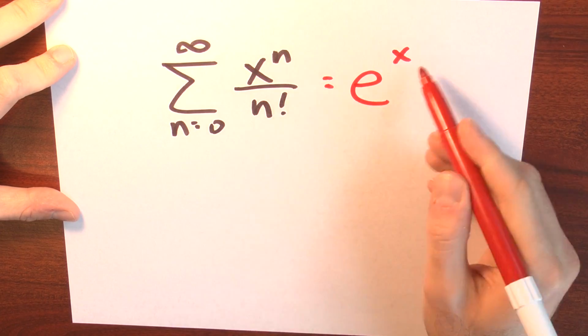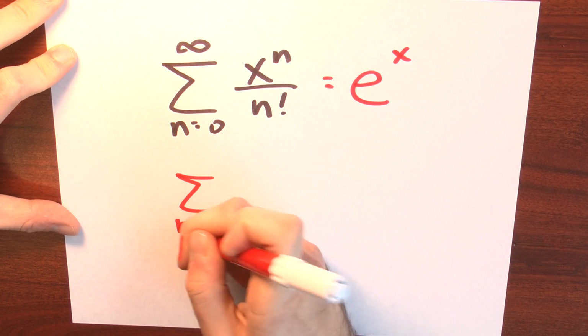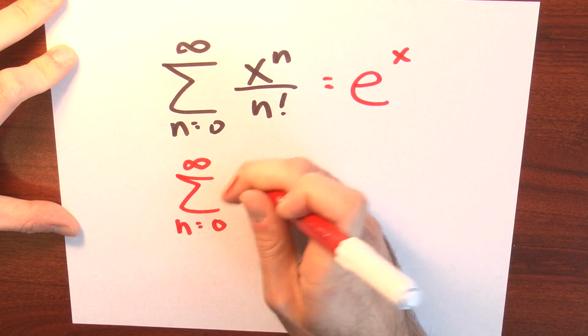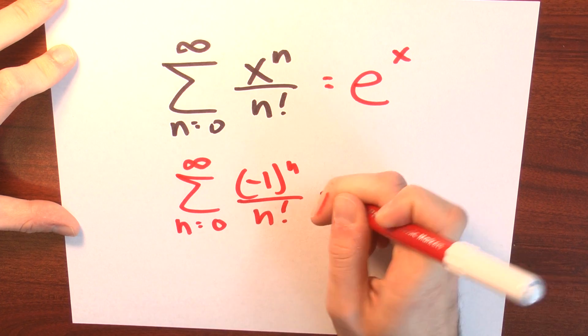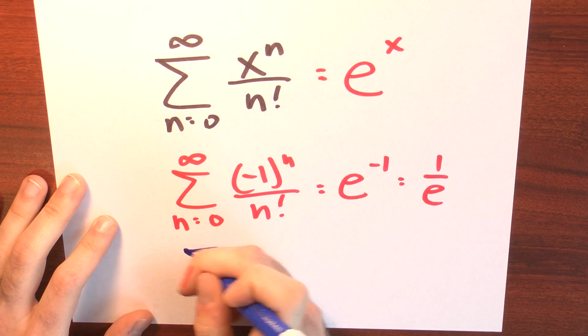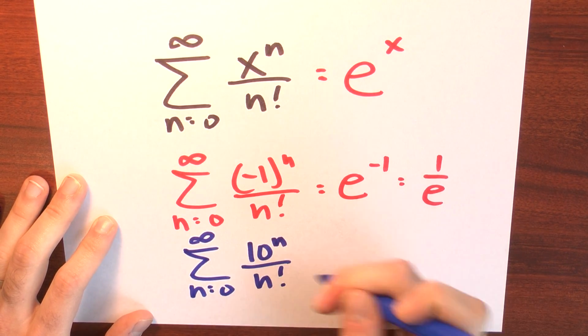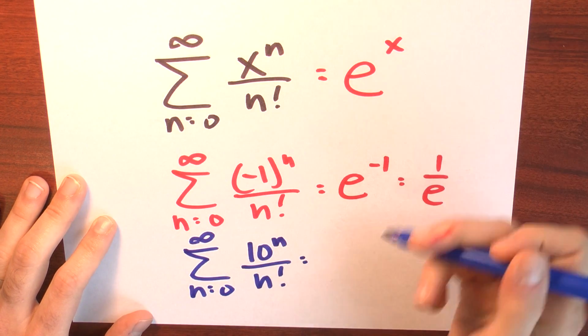Meaning that if you plug in specific values for x, say x equals -1, you'd get that the sum n goes from 0 to infinity of minus 1 to the n over n factorial is equal to e to the -1. It's equal to 1 over e. And by plugging in different specific values of x, we can generate a ton of really neat series. Like here's another example. I mean, just the fact that the sum n goes from 0 to infinity of 10 to the n over n factorial is, well, according to this, that's just e to the 10th power. And that is really cool.